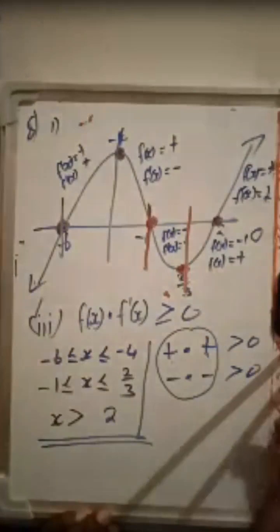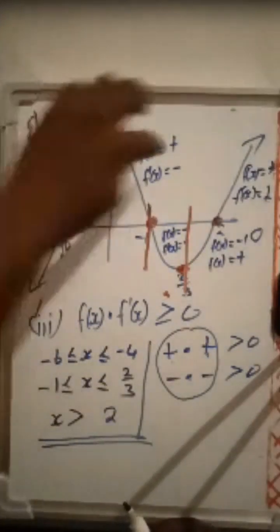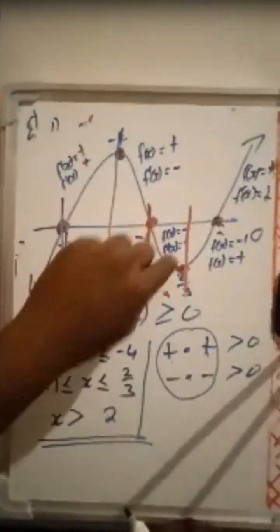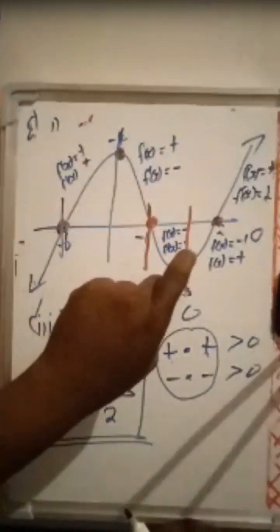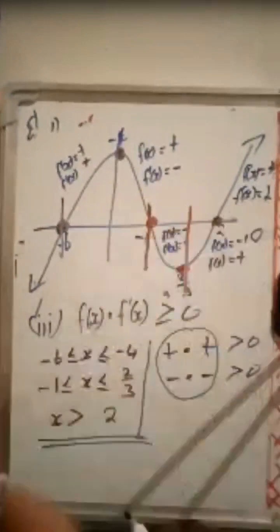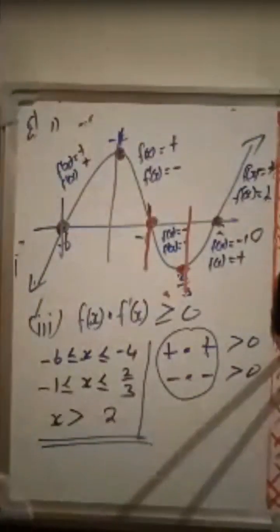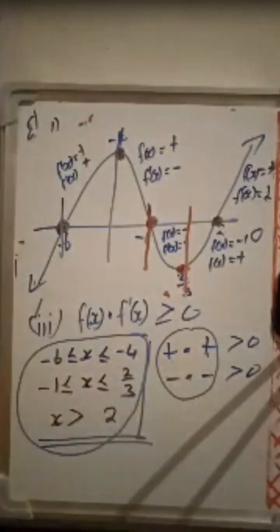For example, positive and positive. Then here, positive times negative gives us what? Something that is less than 0. Gives us a negative. Then here, negative and negative gives us what? A positive. So this one we take it. Then positive times negative gives us negative. Then positive and positive gives us what? Positive. So that is how we interpret it. So the solution, I am going to circle it. These are the solutions. So eventually, guys, that is our solutions. These ones.